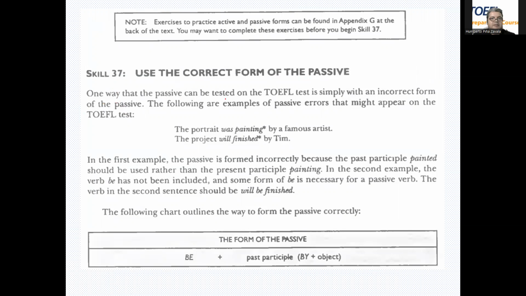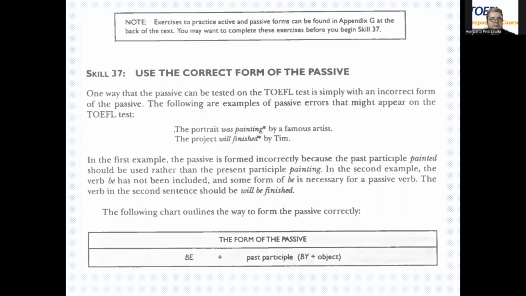One way that the passive can be tested on the TOEFL test is simply with the incorrect form of the passive. The following are examples of passive errors that might appear on the TOEFL test. For example, the portrait was painted by a famous artist. The project will finish by Tuesday.